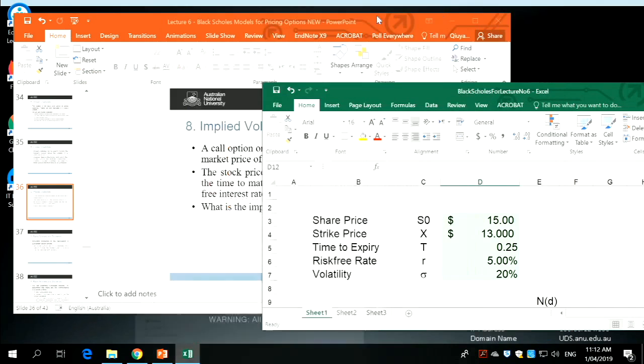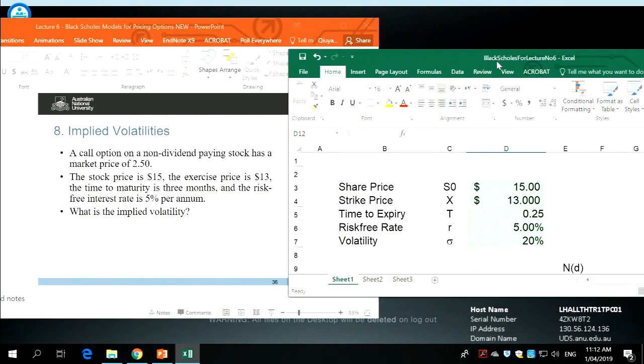And what do we know? We know that the share price is 15, right? So S0 is $15. And the strike price is 13. Time to maturity is 3 months, so 3 months as a fraction of a year is 0.25. And then the risk-free rate is 5%, so that's just the 5% there.